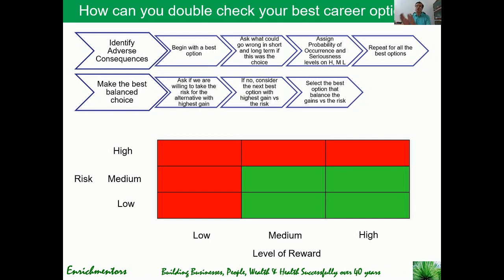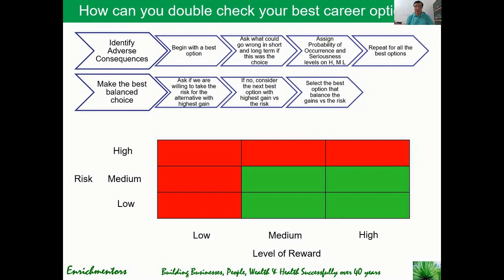And then you do the same for the second best option, then the third option. So by the end of this, you have identified, for all the 3 or 4 or 2 best options, what can go wrong, the probability of occurrence, and the severity of what can go wrong. Then you start looking at making the best balanced choice.